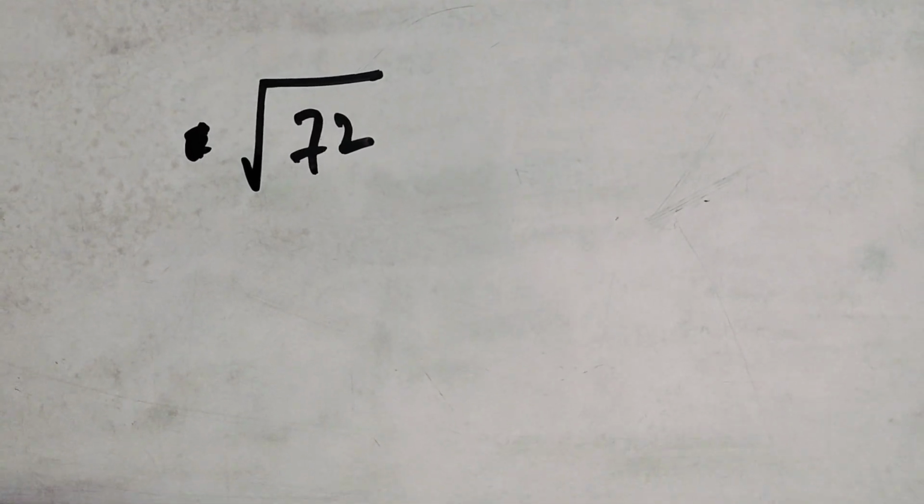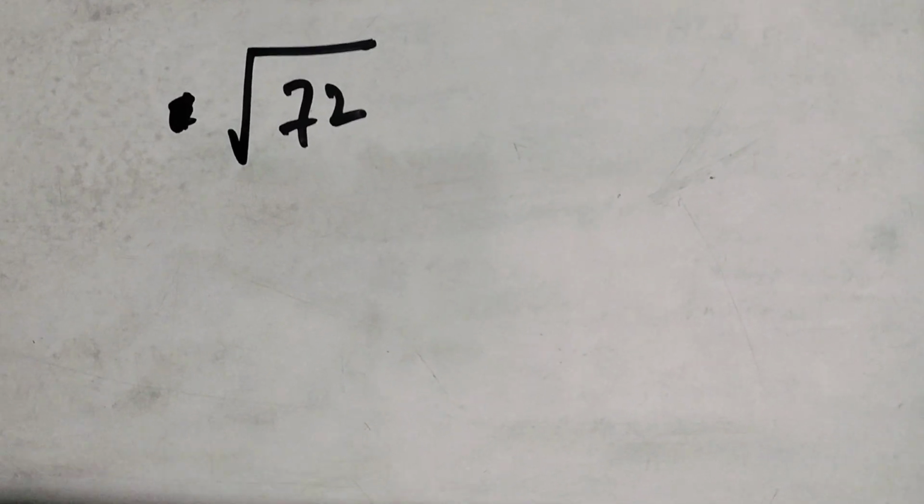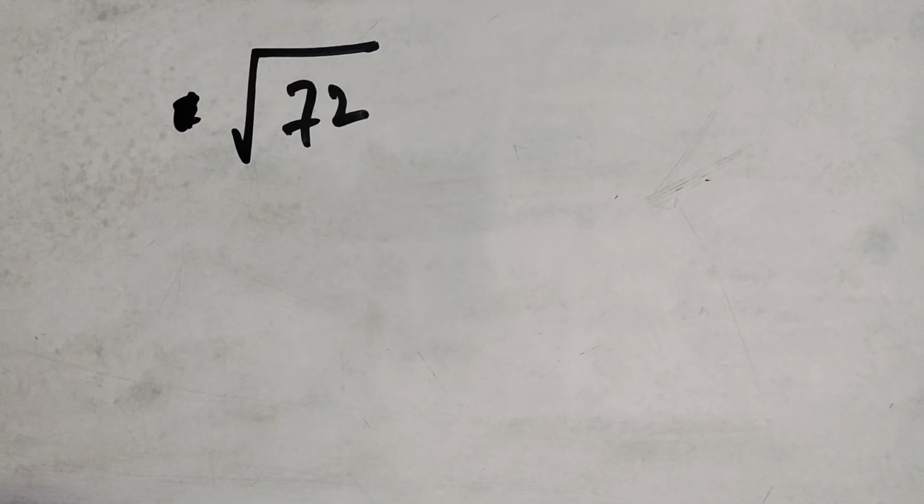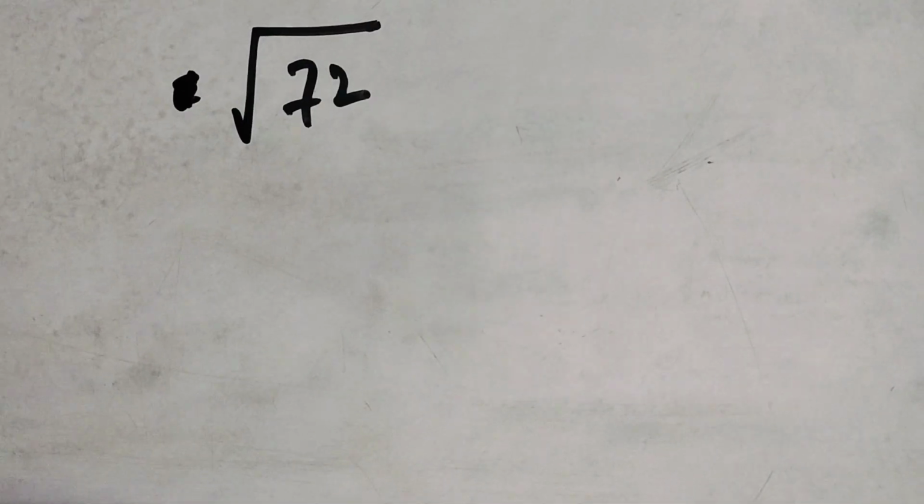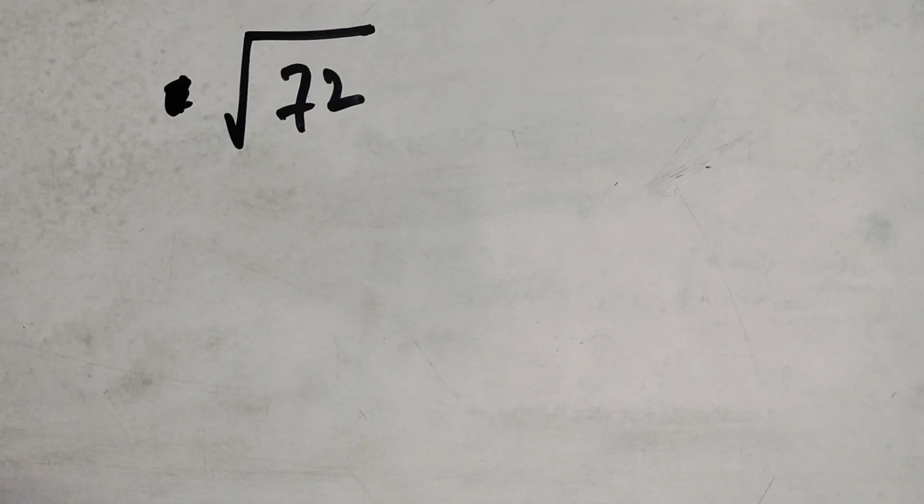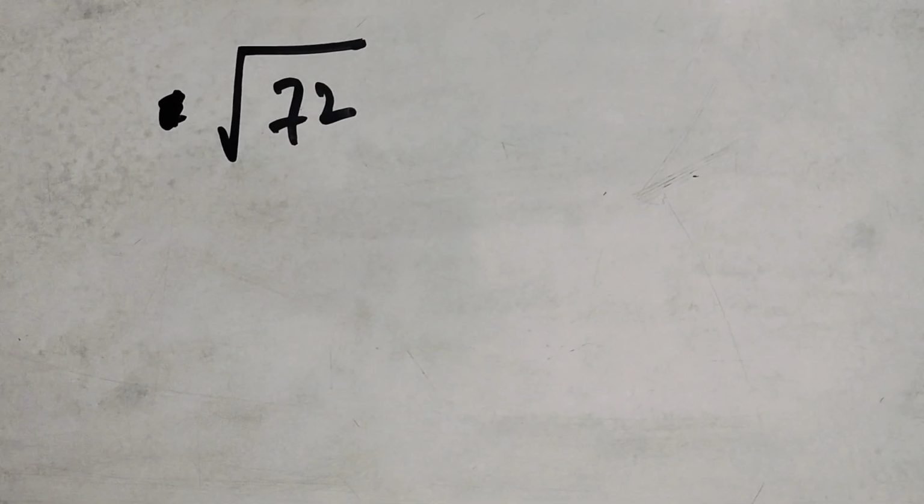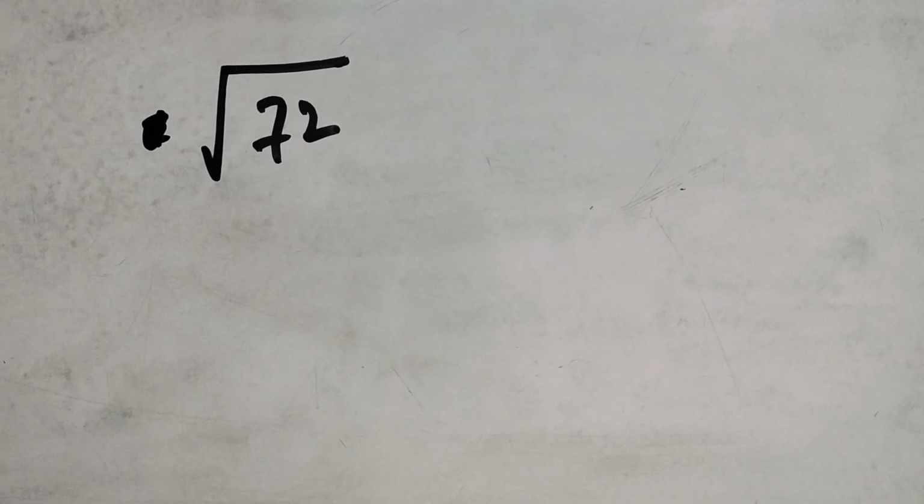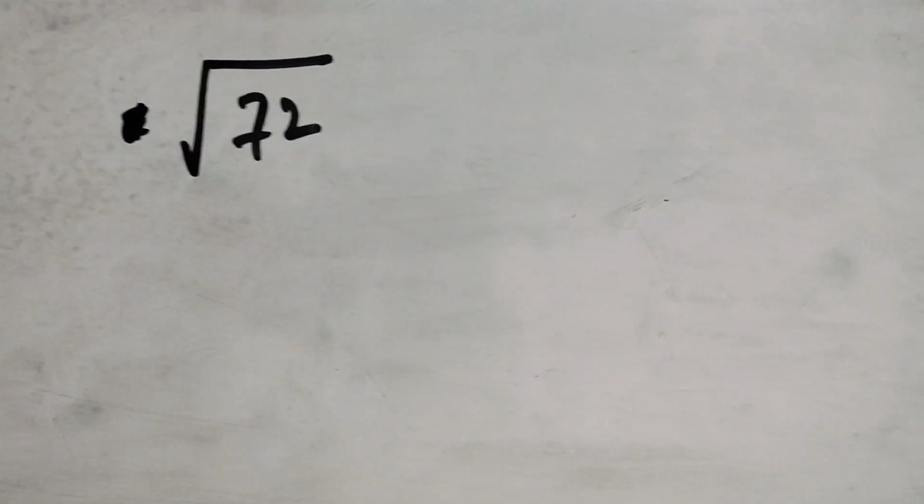Hi all, we'll be dealing with surds today, specifically how we can simplify or find the value of surds. What are surds? For simplicity's sake, let's put it as expressions which do not have exact values. For example, root 2, root 3.